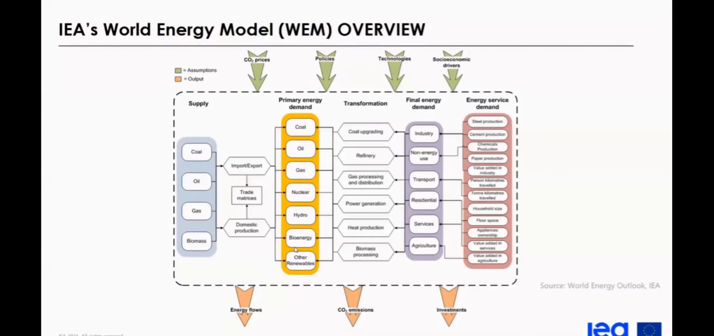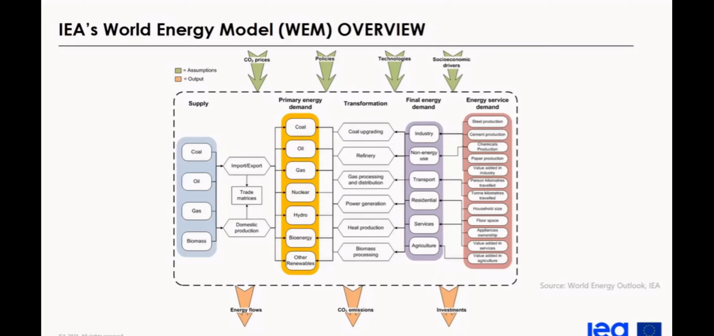This is a simplified chart of the International Energy Agency World Energy Model, or WEM, and we will come back to this slide many times in the coming sessions and trainings. You can see on the top part of the chart some green arrows, which are the input assumptions. On the bottom part, you have the output with orange arrows, including energy flows, so the energy balances, associated CO2 emissions, and investment required to have those energy systems.